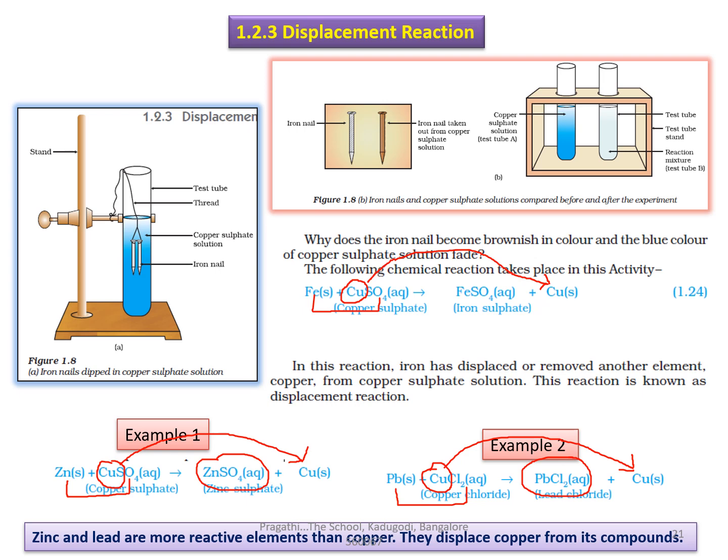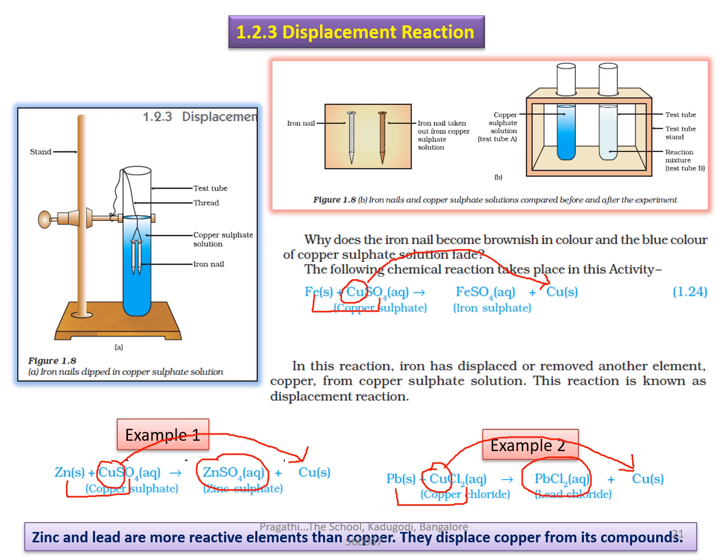So before and after the experiment, see, this picture shows the before and after the experiment. What will happen to the nails here? After some time, slowly, what will happen? See here, ferrous, copper sulfate. What will happen? Ferrous sulfate solution is formed, and what will happen to the copper? Copper will slowly come and deposit onto the iron nail here. Okay, so that's why we are seeing this nail as copper in color. So copper will get deposited here.